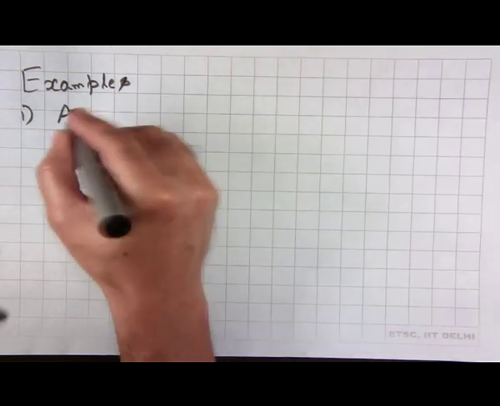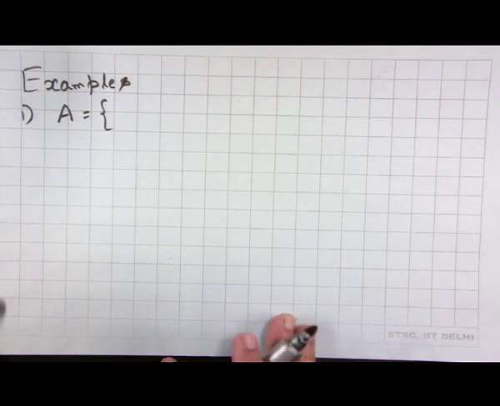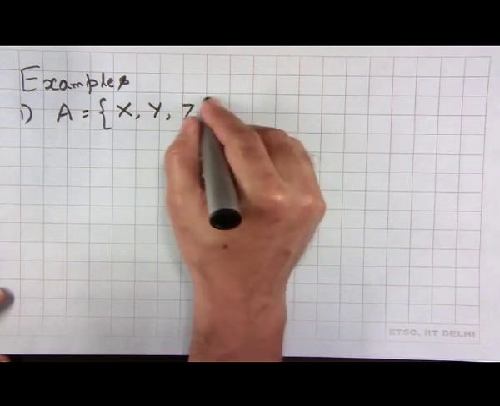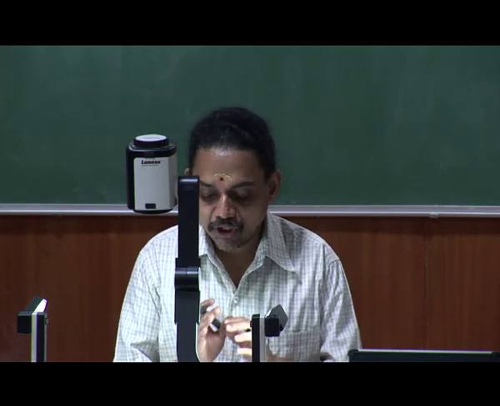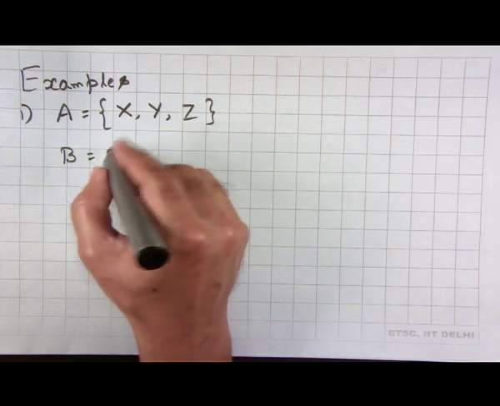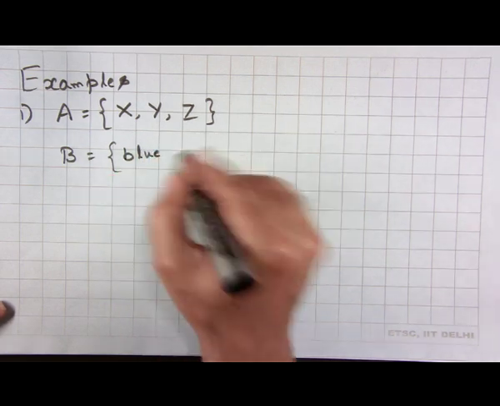Now, we have a set A consisting of 3 bags. Let us name them x, y and z. So, x is a bag, y is a bag and z is a bag. Of course, each bag can contain as many balls, but let us restrict that a bag can contain at most only one ball. So, let B denote the set of all balls with colors either blue or red.